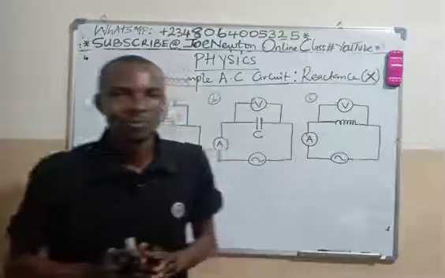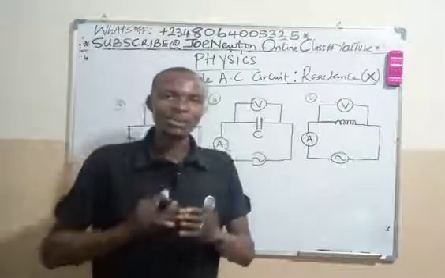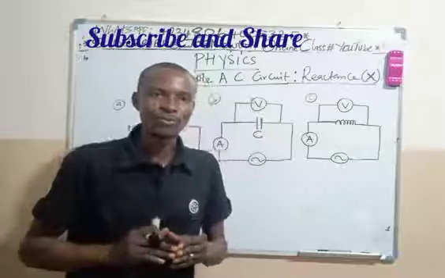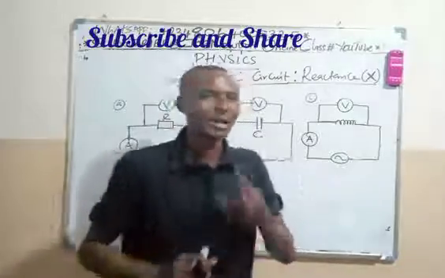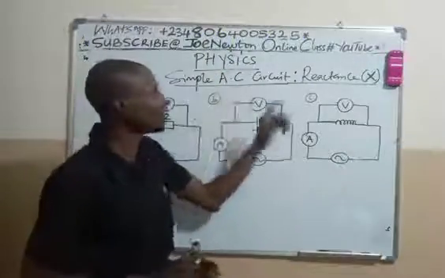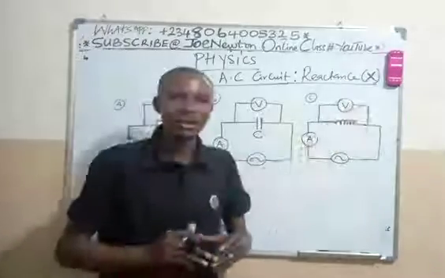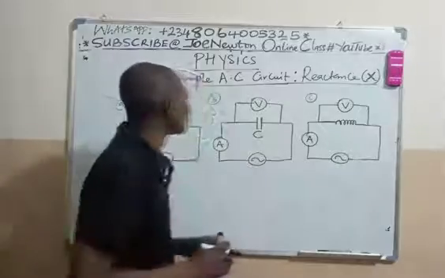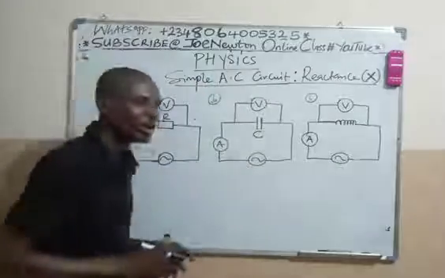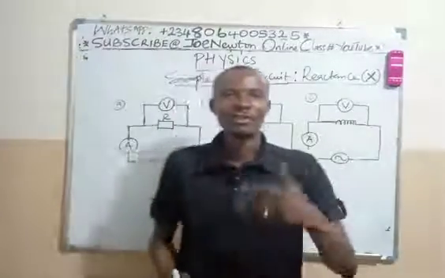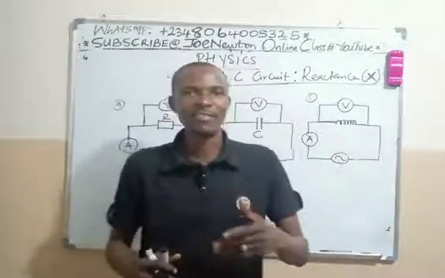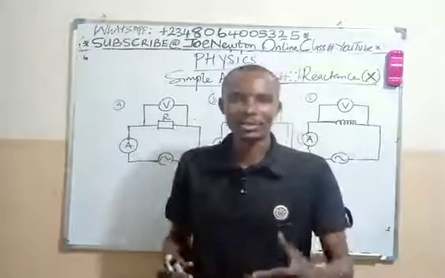In this class, we want to treat an important concept in physics, of course, under electricity, and that is simple AC circuit. Specifically, we want to look at reactance in an AC circuit. Now, by way of introduction, what do we mean by an AC circuit? Of course, that is a circuit of an alternating current.